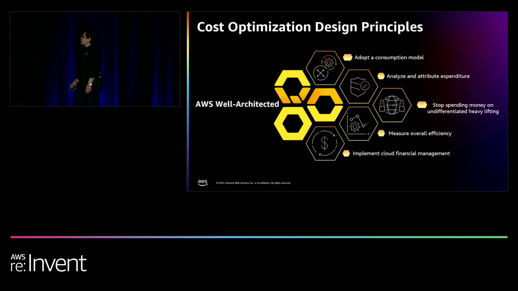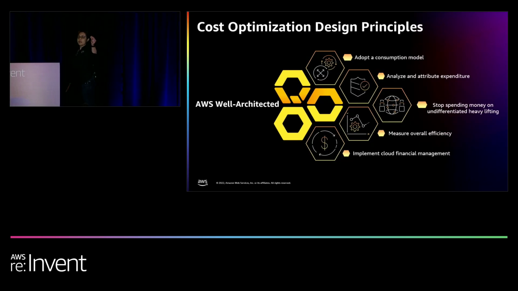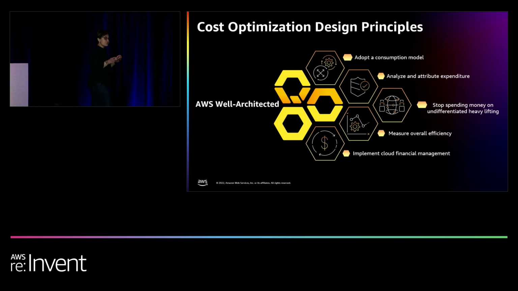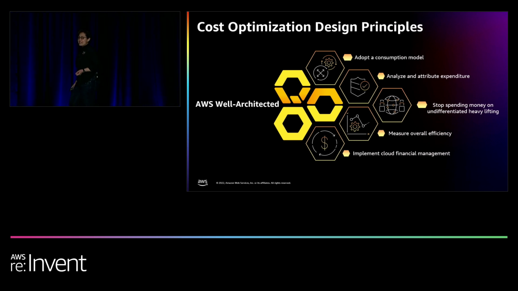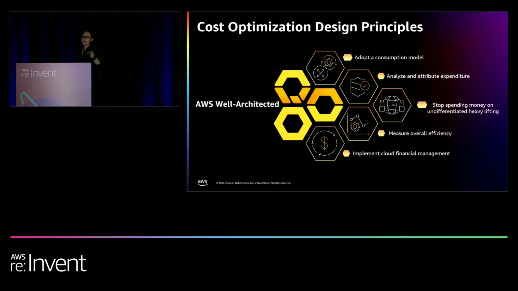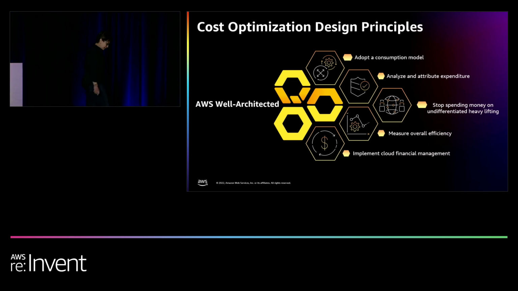Third is to implement a consumption model. Fourth is you should really stop spending on undifferentiated heavy lifting, either spending money or effort. And the last one is measure overall workload efficiency.